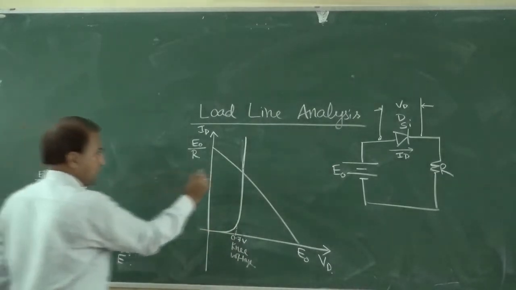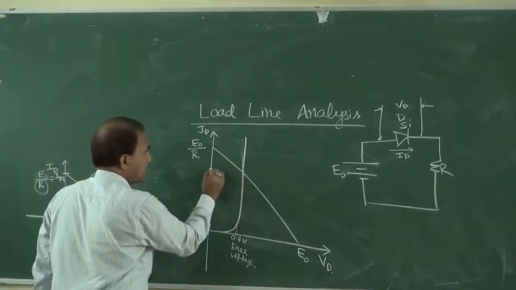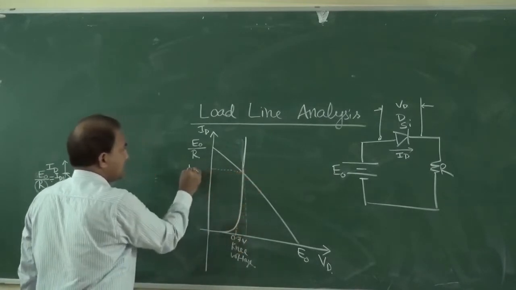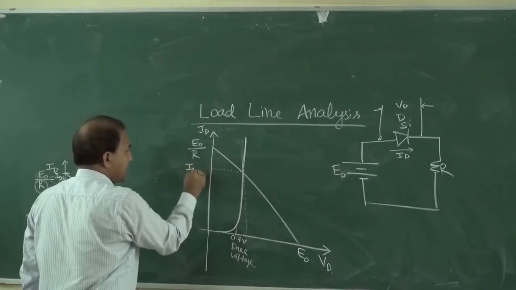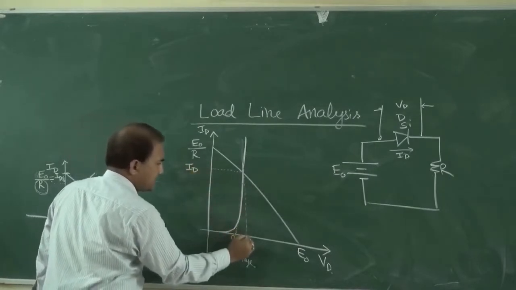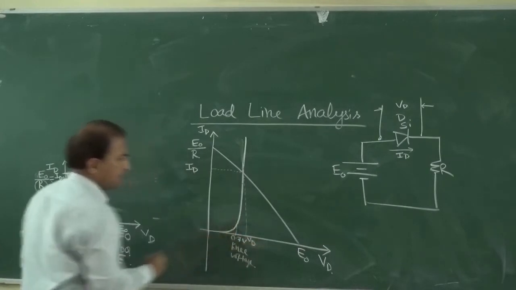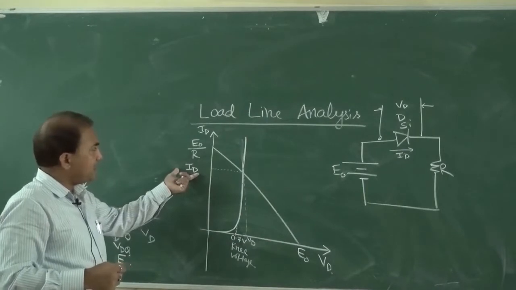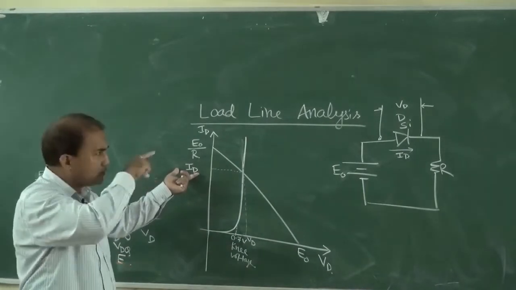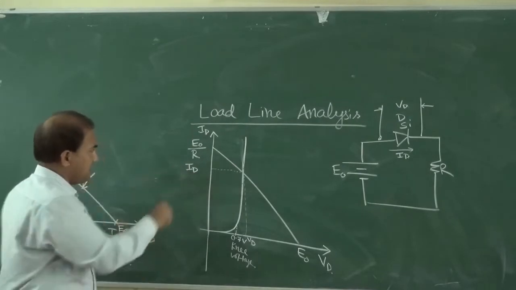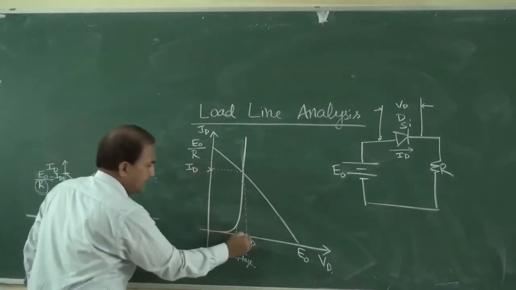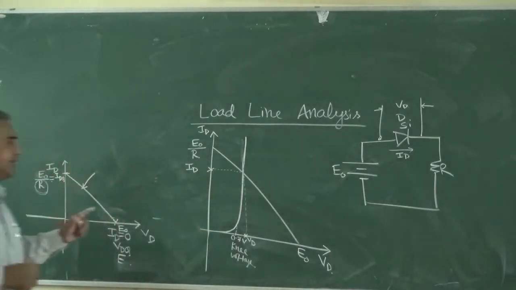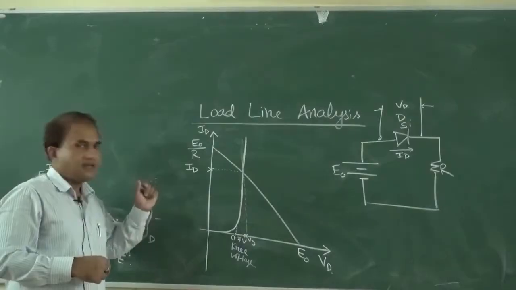This is ID versus VD. So the diode current that is flowing through the diode is this point, and VD is this point. So by using the graphical method, we can determine ID and VD.